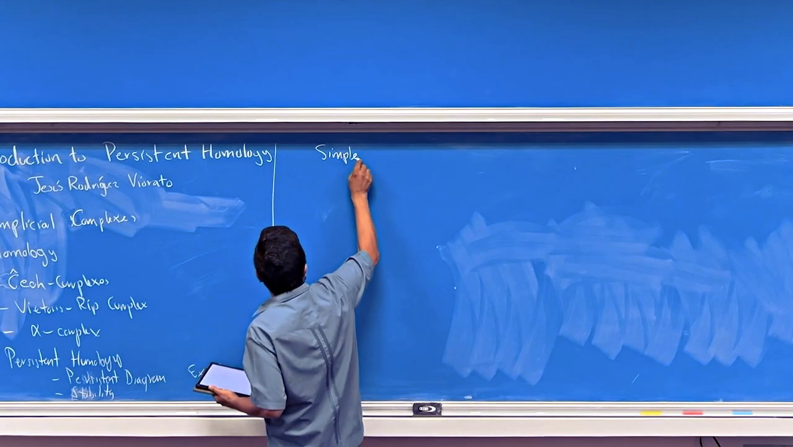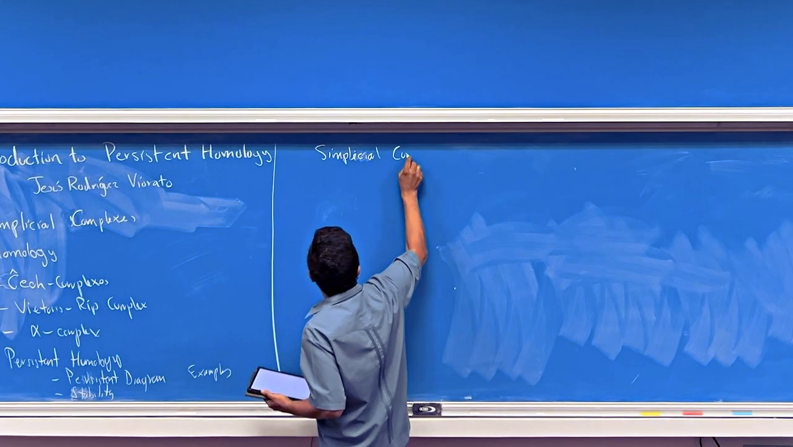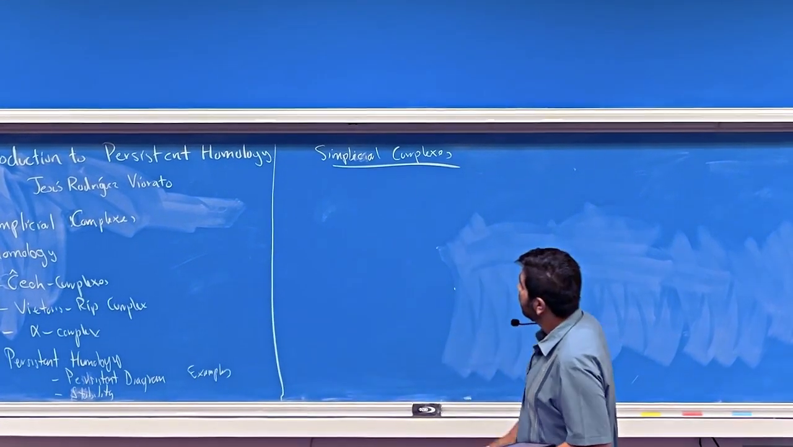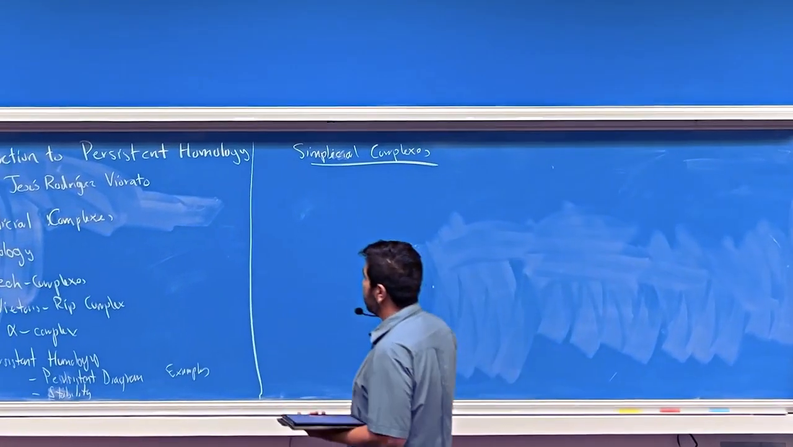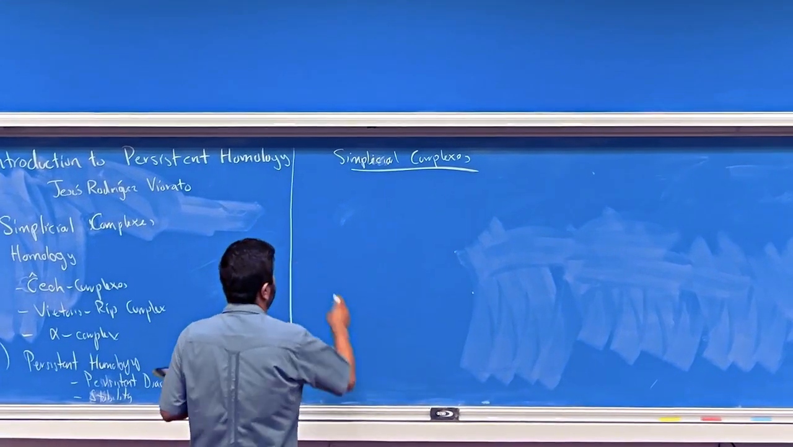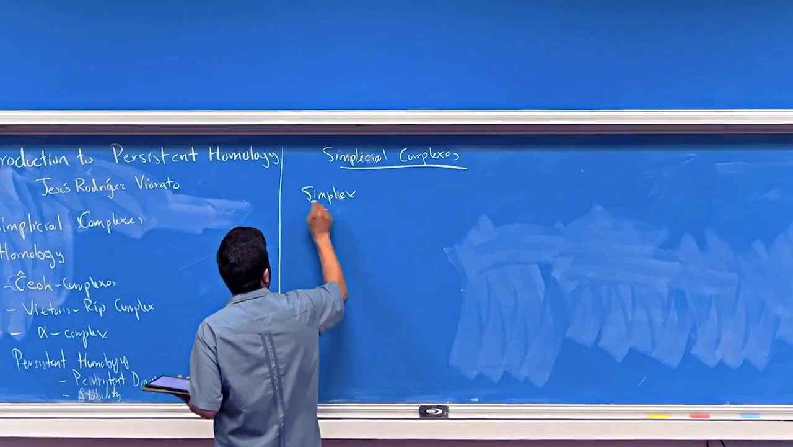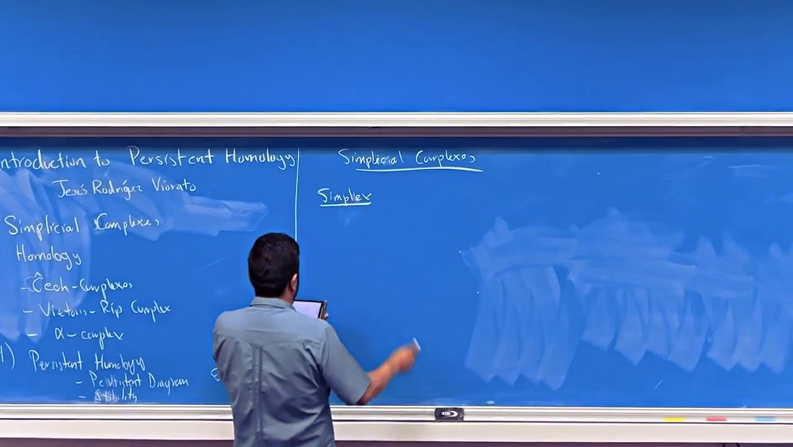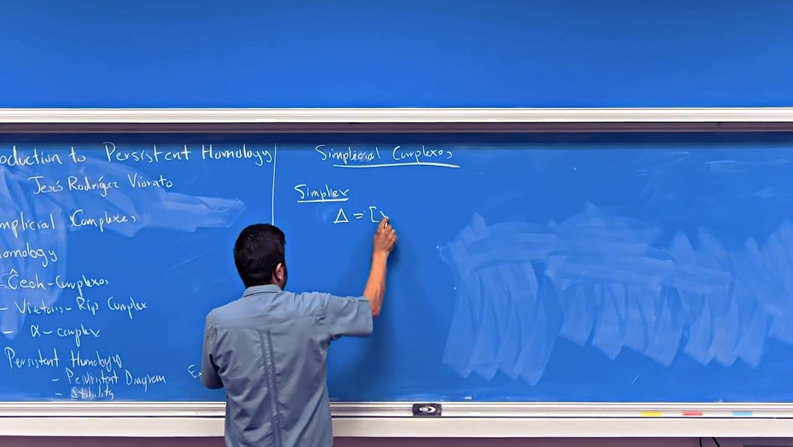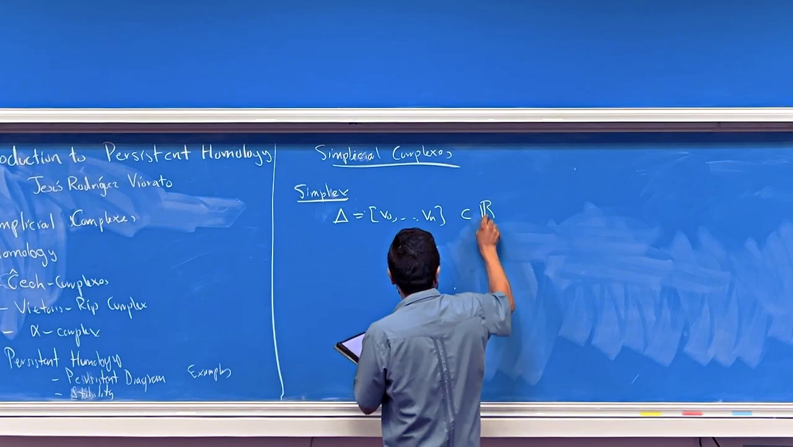Simplicial complexes is something that Jesus already talked about. So basically it is what you already know. The first thing that you need to know about simplicial complexes is what is a simplex. A simplex is just a subset of Rn. We can think about a subset of Rn determined by n plus 1 vectors in Rm.